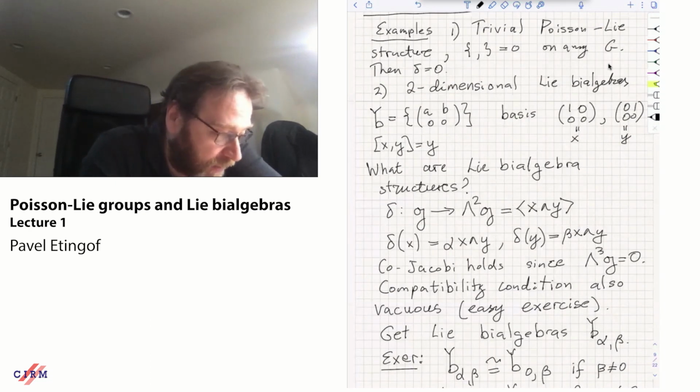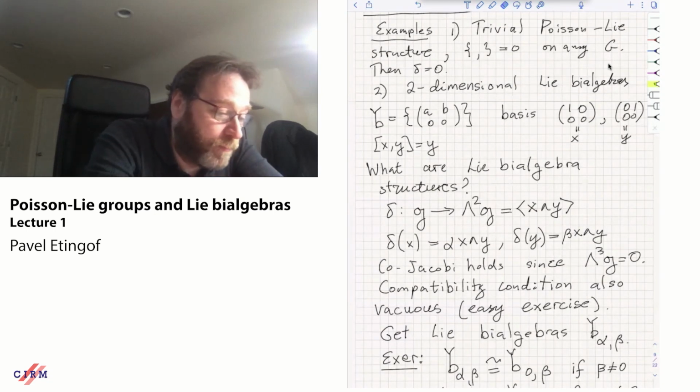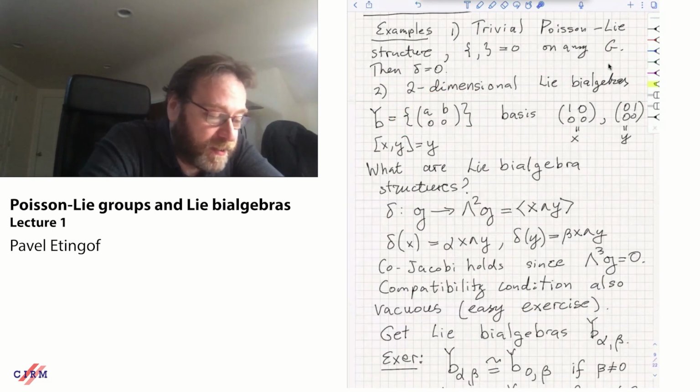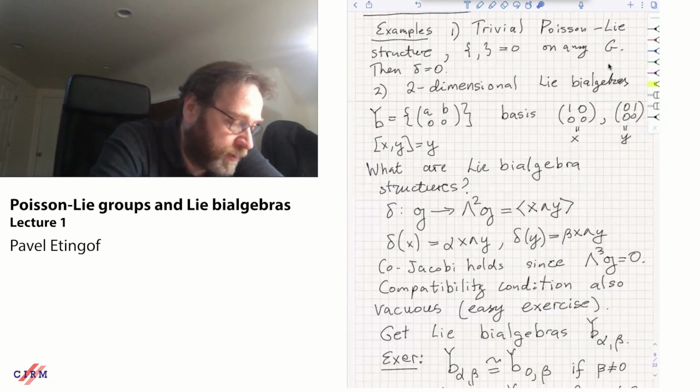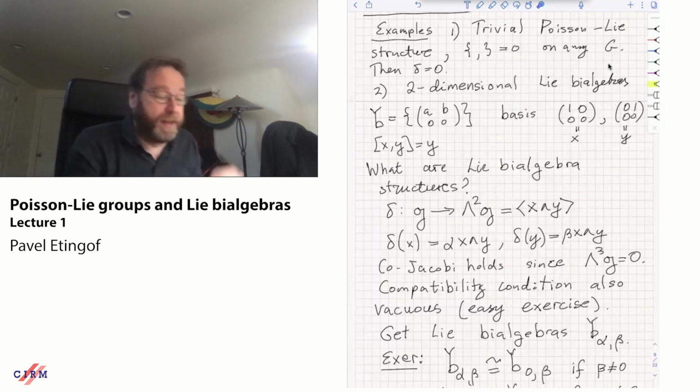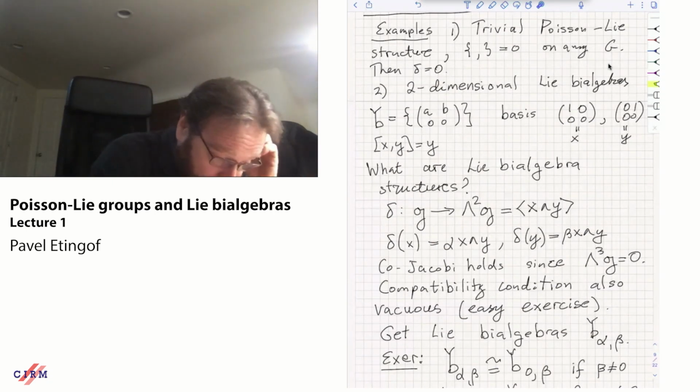Well, let me take a non-abelian two-dimensional Lie algebra. There is a unique one, which is the Lie algebra of matrices of this form. And it has a basis X, which is this matrix, and Y, which is this matrix. And the commutator of X and Y is Y. And so the question is, what are the Lie bialgebra structures in this Lie algebra?